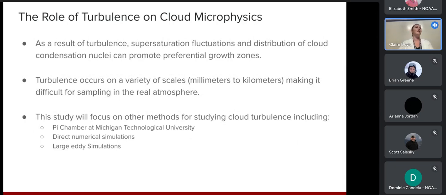Generally, when we're thinking of atmospheric studies, you think of planes that fly through clouds with their probes and they collect data. And this is really great. However, you don't get information on the ambient environment, and you only get a limited amount of data from those specific transects that you've done. So in this study, we want to look at a variety of approaches with controlled environments. This would include the pi chamber at Michigan Tech, direct numerical simulations, as well as large eddy simulations.